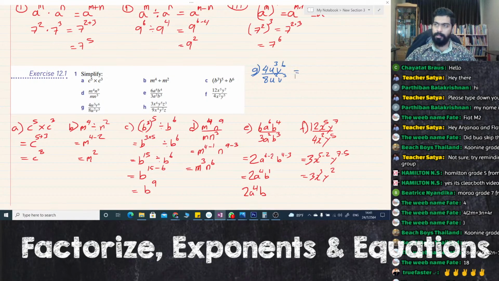Let me give you maybe a 30-second head start. So in this one, of course, 4 and 8 can simplify, right? So we would have 1 in the numerator, 2 in the denominator. And for the u, guys, we would have u to the power of 3 minus 2 and v to the power of 6 minus 3, right, guys? So the final answer would be u to the power of 1, which you can just write as u, and then v to the power of 3 over 2, guys.